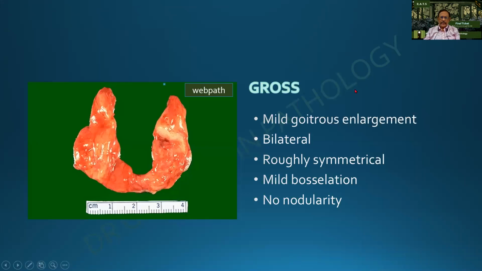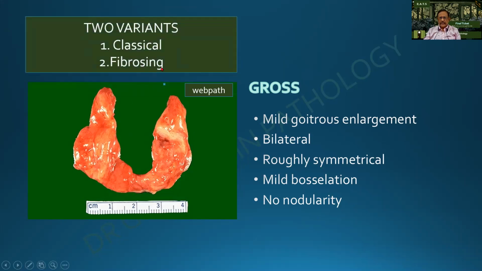Now, what is the gross picture in Hashimoto's thyroiditis? There is a mild goitrous enlargement. Goitrous means it is an enlarged one involving both the lobes, bilateral. It is roughly symmetrical, and there can be mild bossellation. Look at this one. It is not flat. There is a mild bossellation that I find here and there, but there is no nodularity.